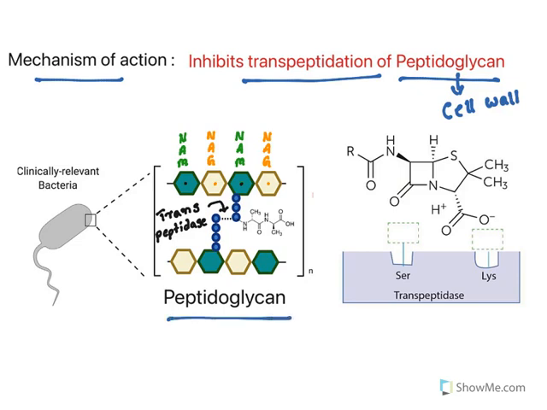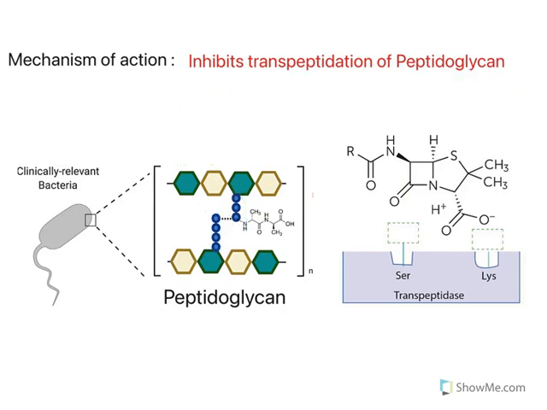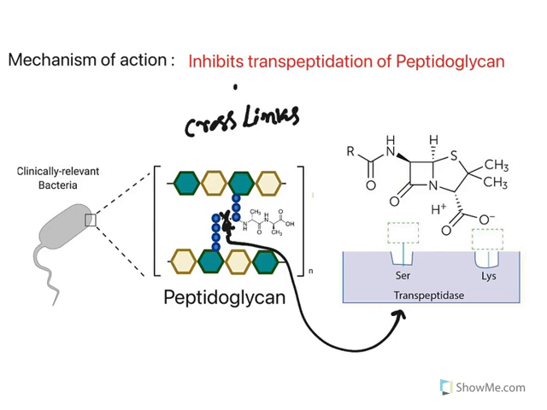See, this peptidoglycan has got N-acetyl muramic acid and N-acetyl glucosamine. These repeating units are cross-linked with the help of a pentapeptide. So, these repeating units are cross-linked by a pentapeptide, and this bond is made by transpeptidase enzyme. So, this enzyme is essential for making these cross-links, and with these cross-links, the strength of cell wall is maintained. Now, penicillins inhibit this transpeptidase enzyme. They inhibit transpeptidation of peptidoglycan.